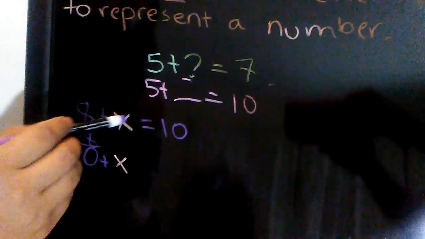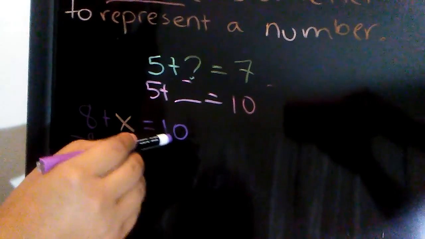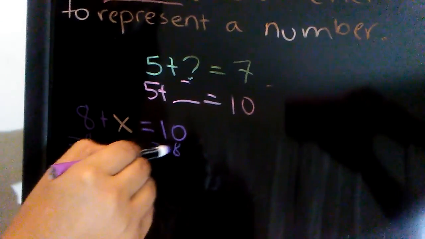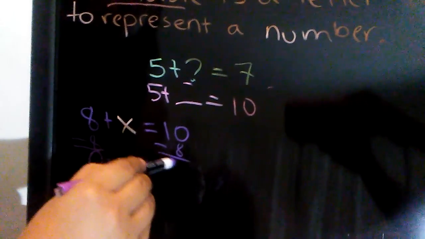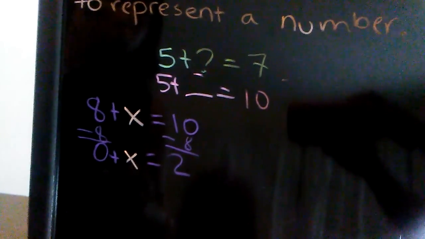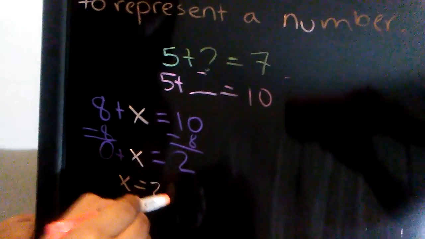And now since we do it on one side, remember we have to do the same thing on the other side of the equal sign. So now we're going to do 10 minus 8, which is 10 minus 8 equals 2. So we have 0 plus x equals 2. And now our answer is x equals 2.